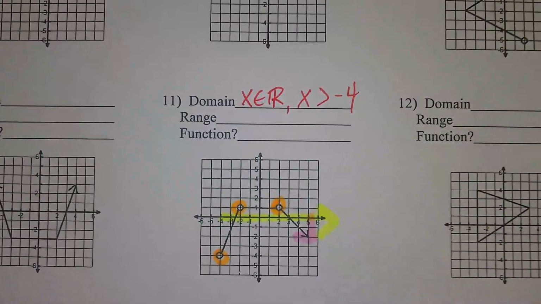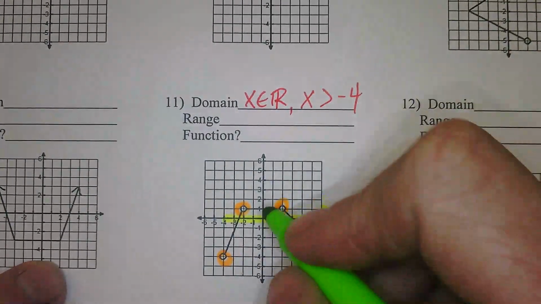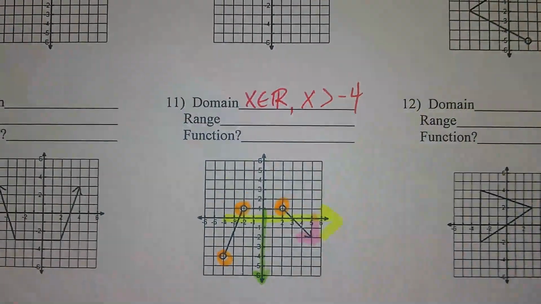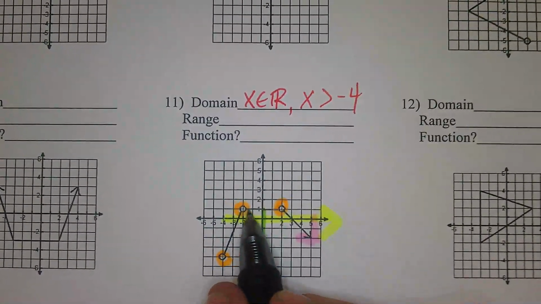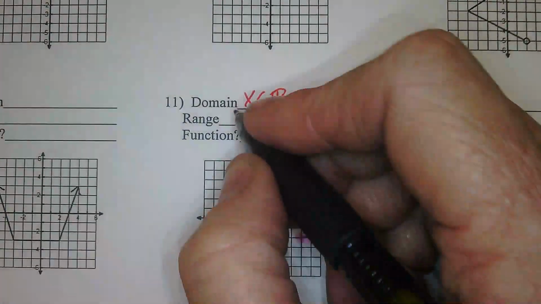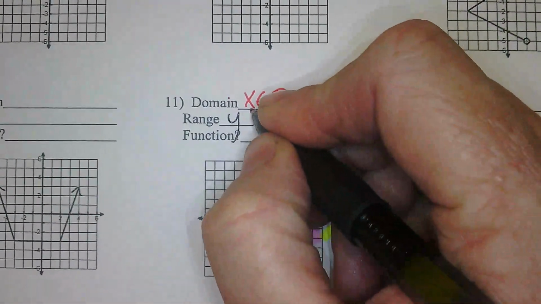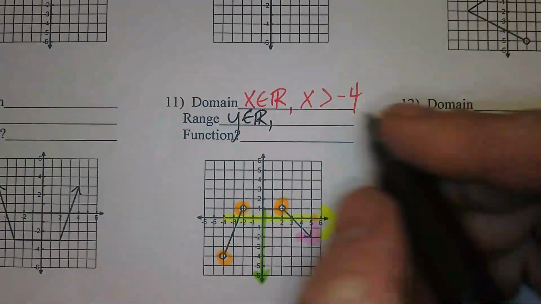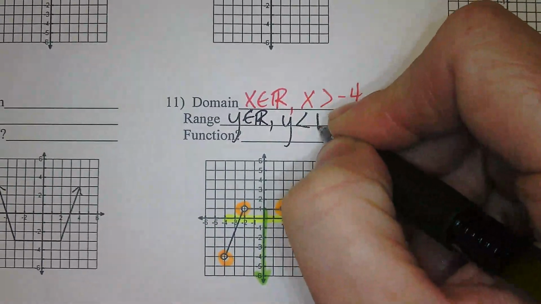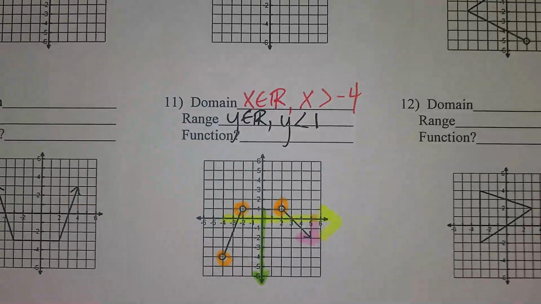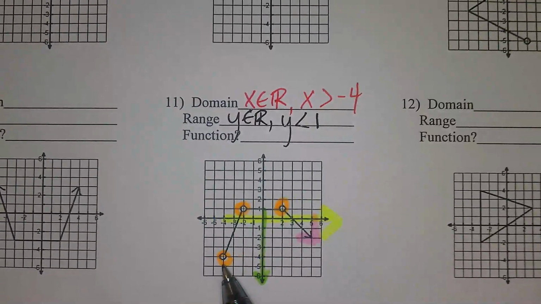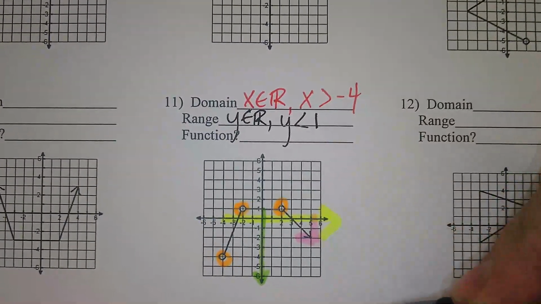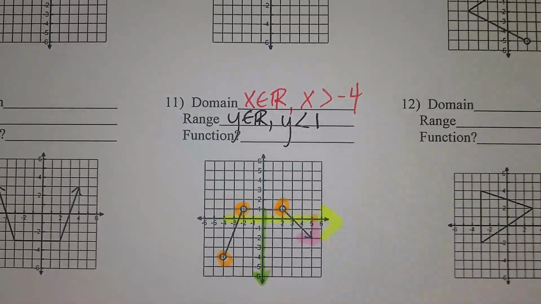My range, it's going to be now the high down to the low on the y-axis. The high looks like it's up here at 1, and it doesn't include that value. So my range is y is all real numbers, but y is less than 1. And it does keep going forever because this is going down. Even though this is drawn lower, that arrow indicates that it is going to forever go down and right.